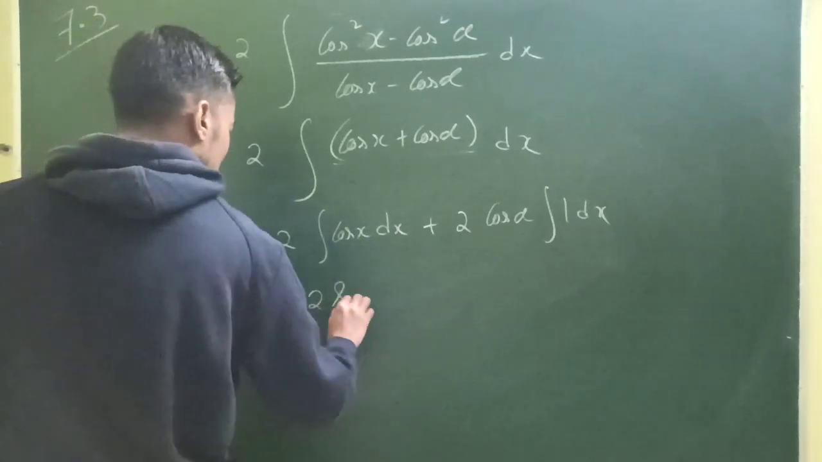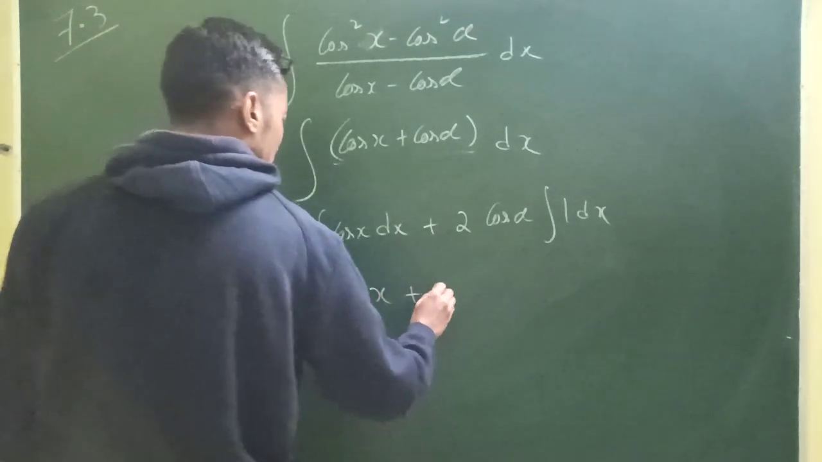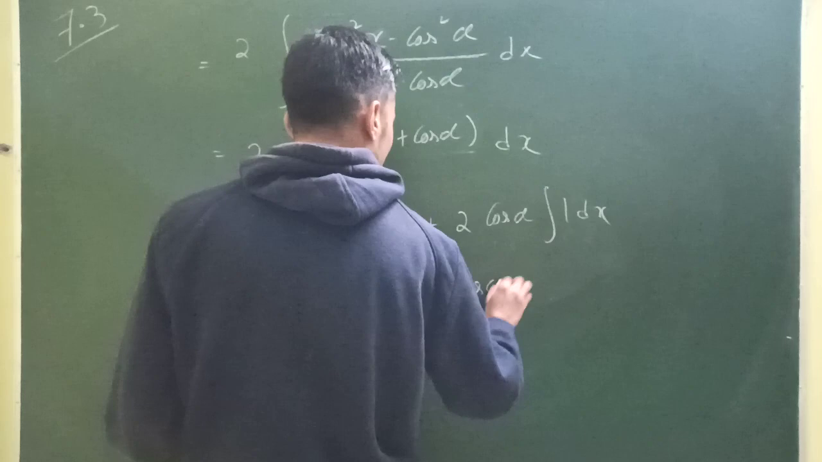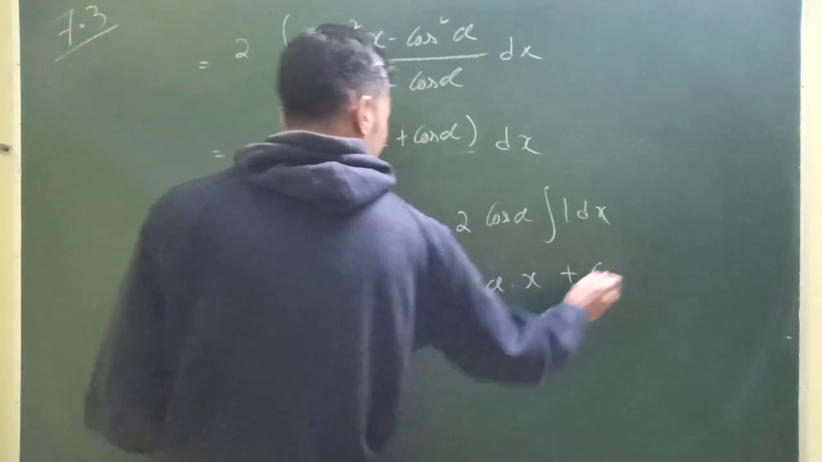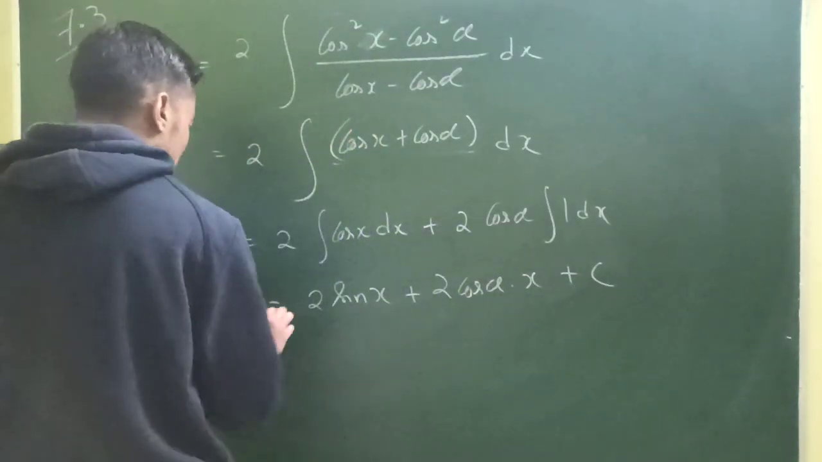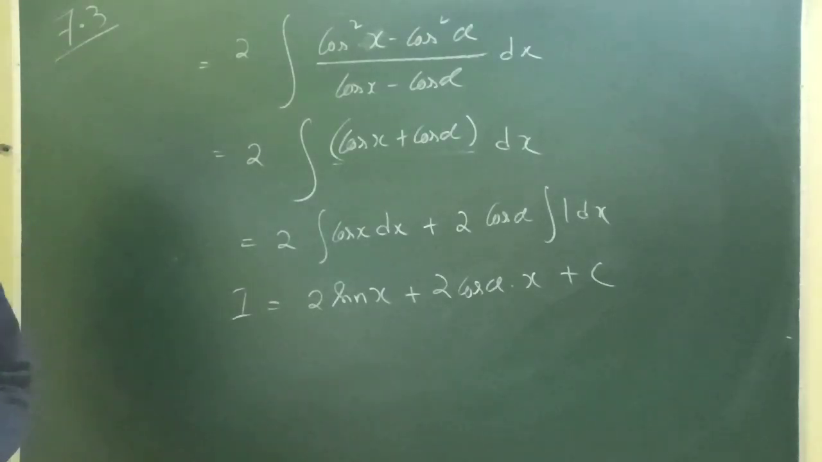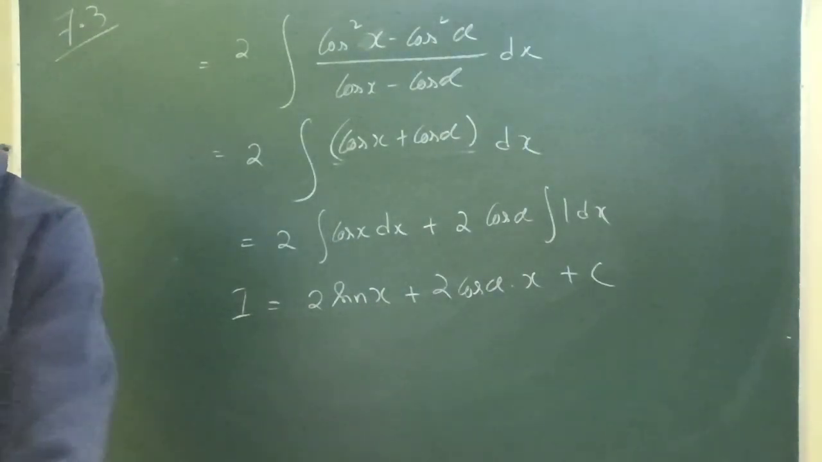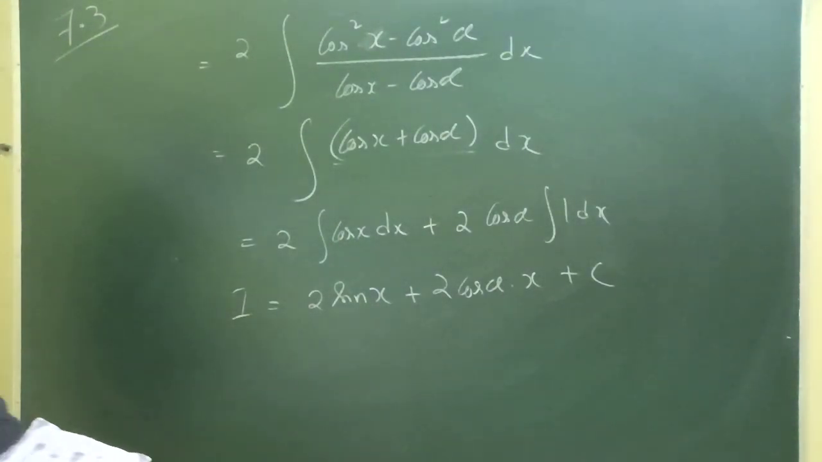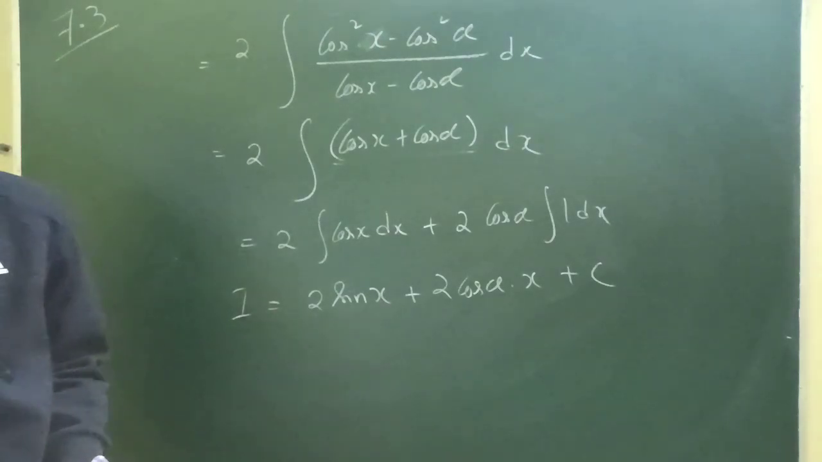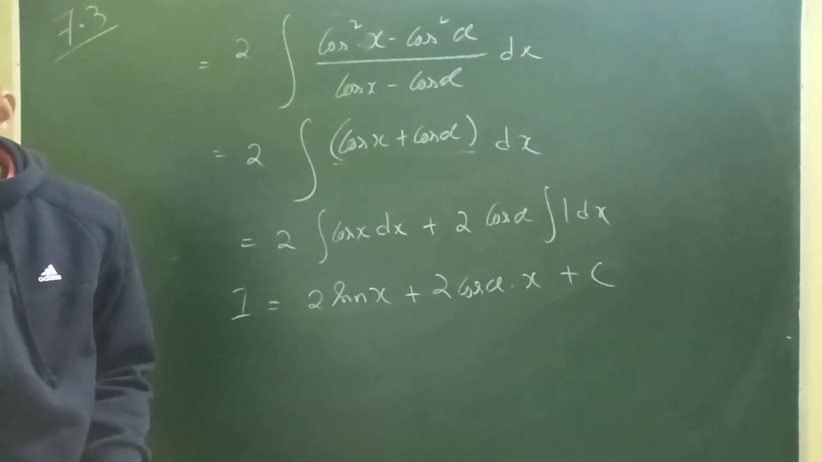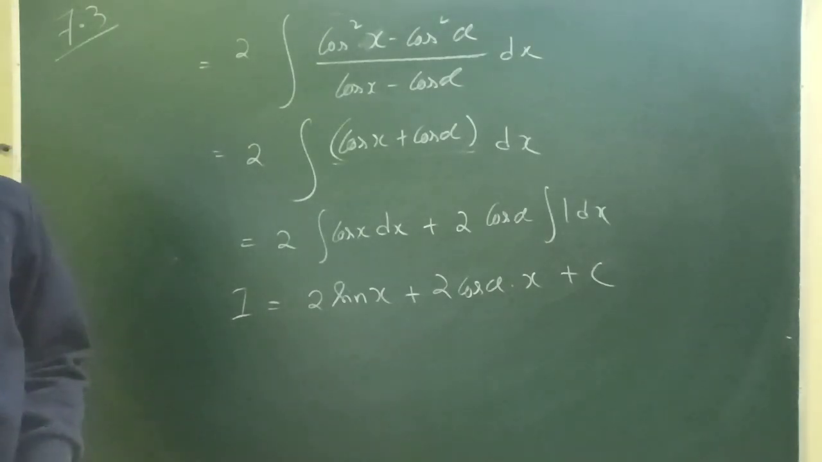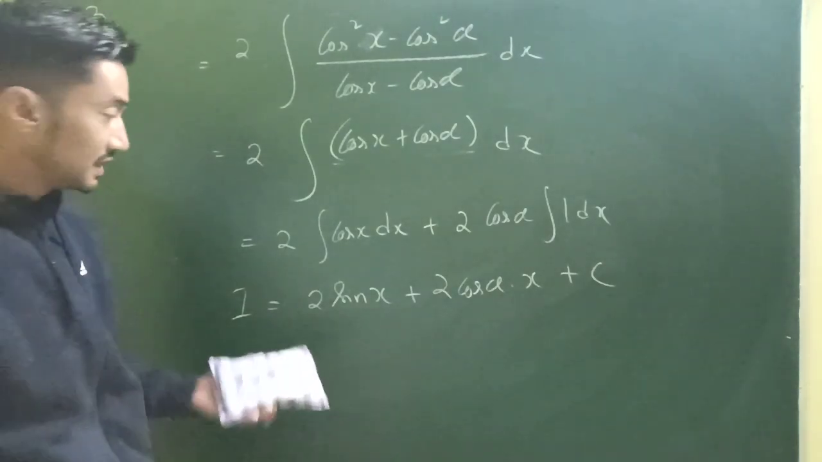So that will be twice of sin x plus twice of cos alpha into x, plus c. So this is going to be my integral. So this was question number 13: twice of sin x plus twice of x cos alpha, plus c. Okay. Alright, then let's solve another question. 17.